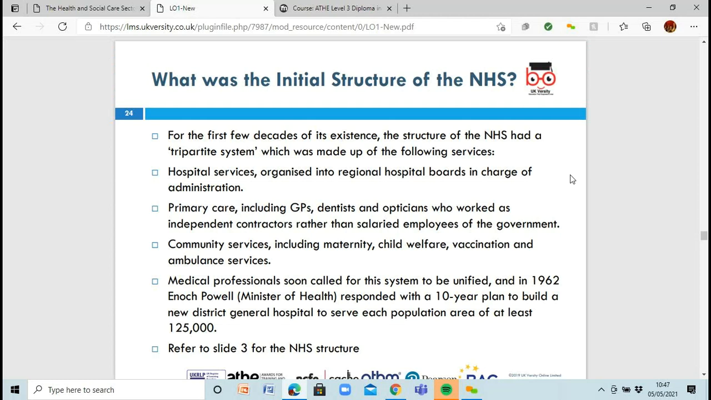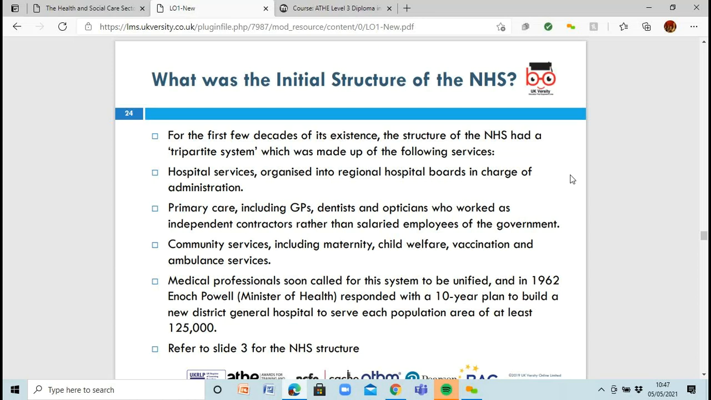So what is the initial structure of the NHS? So for the first few decades of its existence, the structure of the NHS had a tripartite system. So it was made up of the following services. So you had hospital services, primary care, and you had community services. Now, medical professionals, these are separate systems. The medical professionals actually wanted these to be unified.